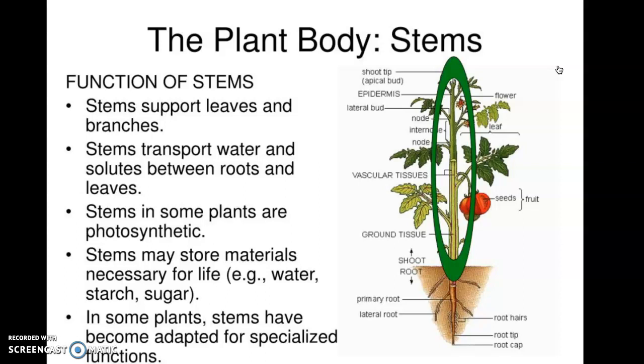Now, stems also may store a lot of materials such as water, starch, and sugar. It holds on to that energy for the plant to be able to use and grow. In some plants, stems have to become adapted and specialized for functions. We won't go into too much detail, but those are things like vines. Also, when you think about cactus and succulents, they have a different type of system.